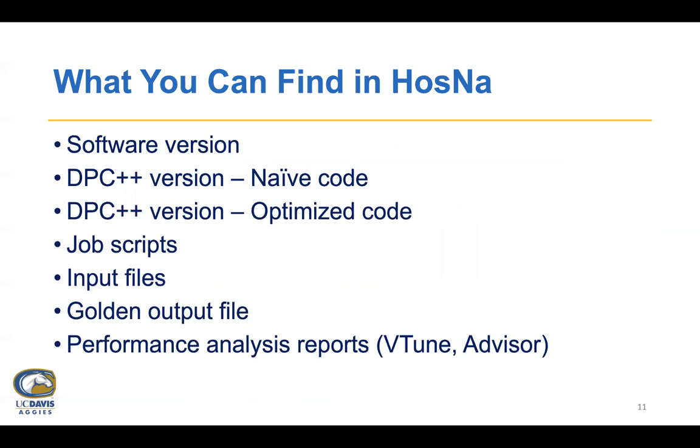You can find the original software version of each benchmark on GitHub, which is ready to run on CPU. We provided the DPC++ version of each benchmark plus the optimized version for FPGA. We also provided the scripts that are required to run each application on DevCloud. The sample input files and golden output files are available to evaluate the functionality of each benchmark. Also, we provide the results of performance analysis.